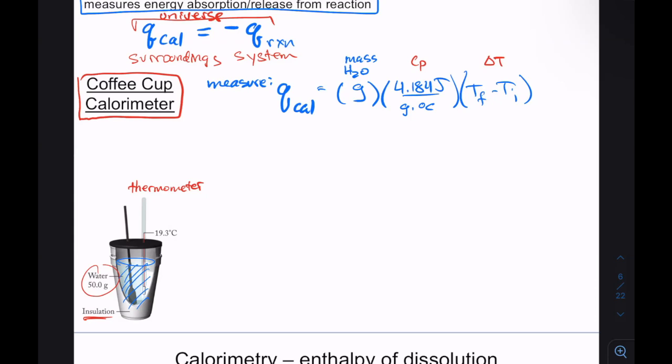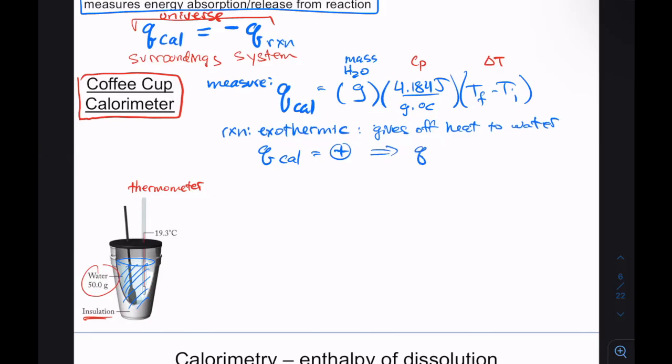So if the reaction is exothermic, that means that the system, the reaction is giving heat off to the surroundings, right? If it's exothermic, the reaction gives off heat to the surroundings, to the water. So the Q of the calorimeter is going to be what? Positive or negative? It's going to be positive, which means what happened in the reaction? That means Q of the reaction is negative, meaning that the reaction is exothermic, okay?